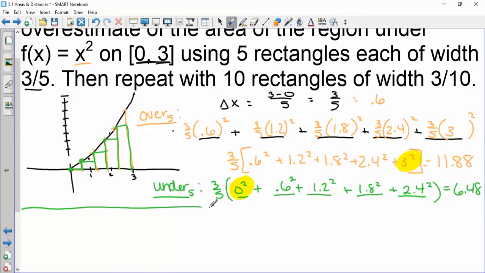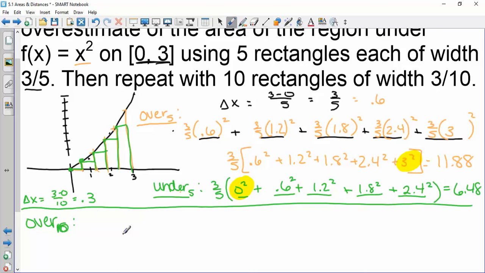All right, let's see if we can do this without drawing the picture. So for the overestimate with 10 rectangles, first of all, the change in x this time, we're just dividing it up into 10, so 3/10 or 0.3 if you like that. So I'm going to take 0.3, and then how many things am I adding together? 10.